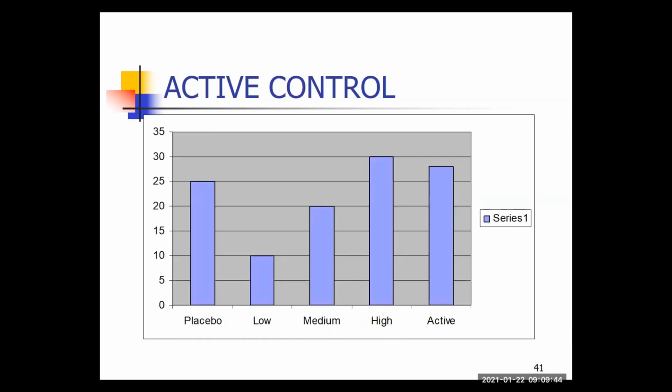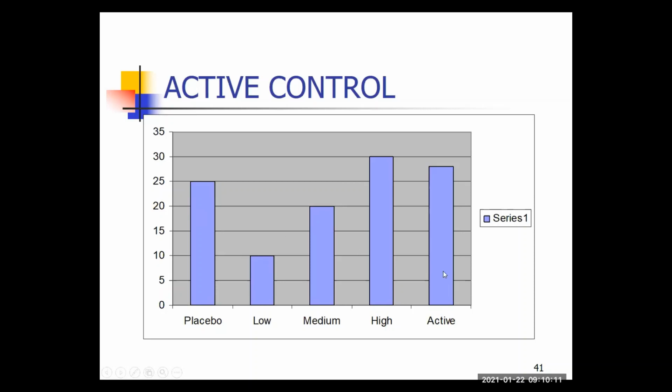Let's look at this. Okay. So you cannot differentiate active control from placebo. There's something wrong going on here. All right. There are two possibilities. One possibility being the placebo response was too high. So the drug really works, but the placebo response just happened to be too high.